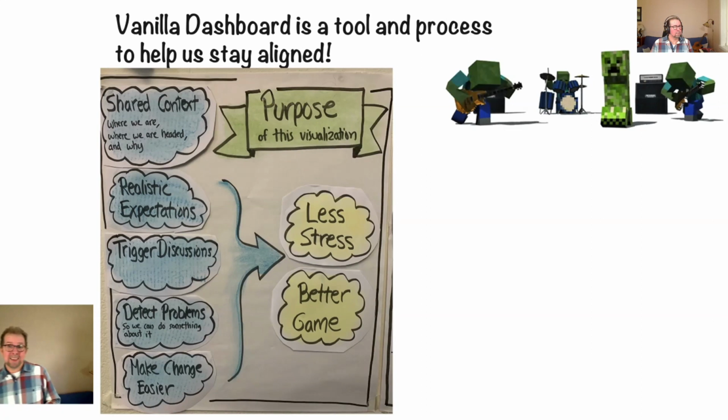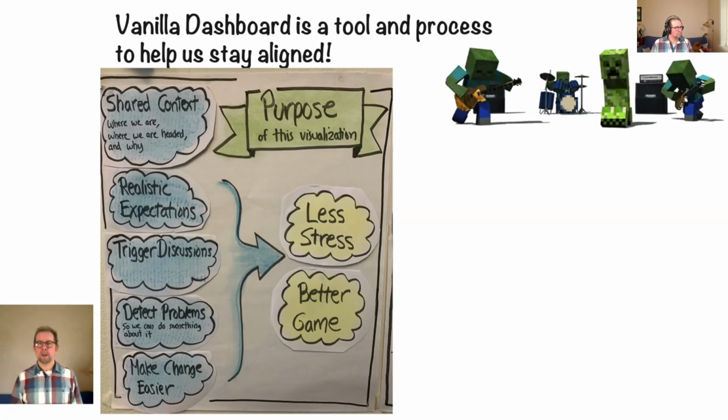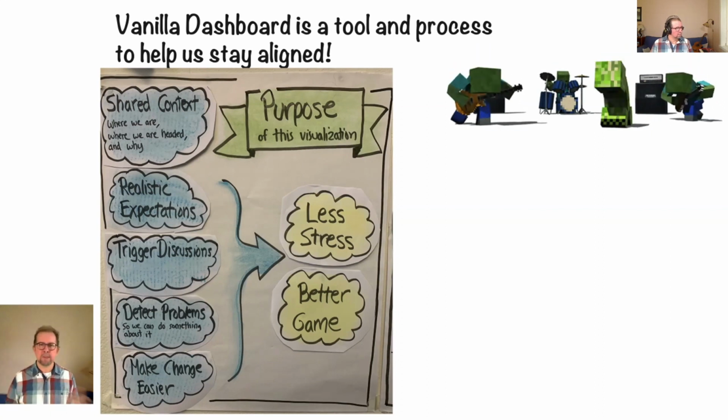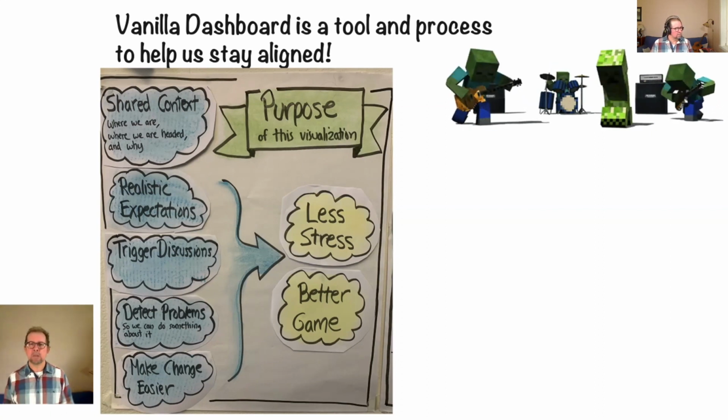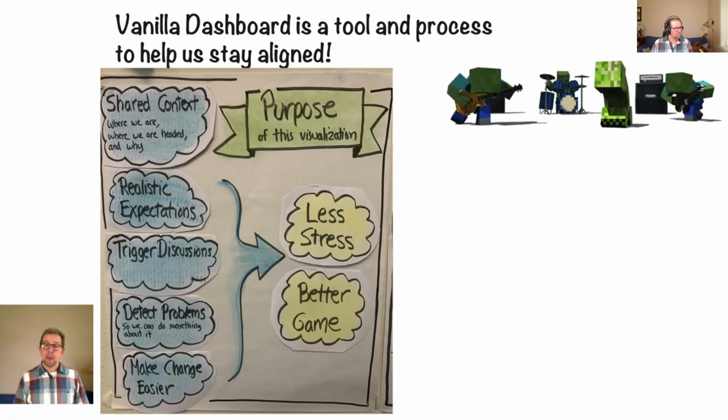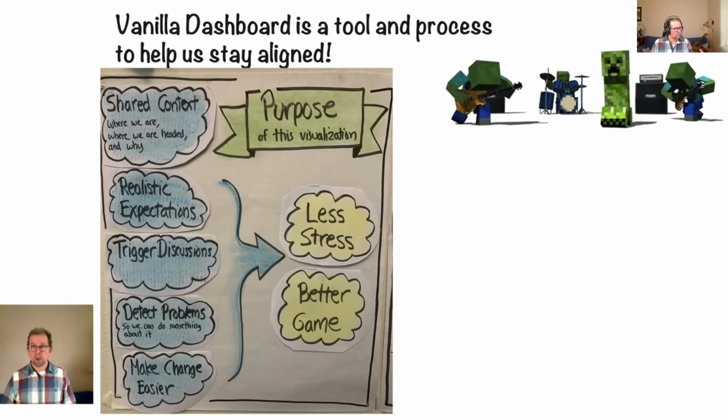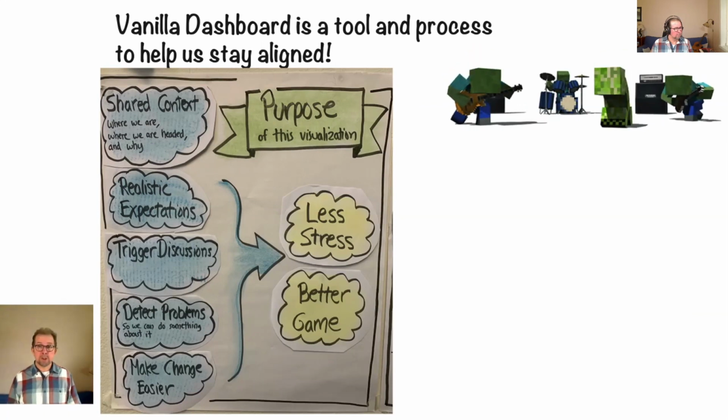The purpose of the vanilla dashboard, and it is both a tool and a process, is to help us stay aligned. And what it gives us is less stress, right? Because people get stressed when they don't know what's going on, and that causes sub-optimization. It also gives us a better game, because if we are aligned, we can move faster and make better decisions. And it does that by giving us realistic expectations. We can see what's going on, how fast we're moving. It'll trigger discussions, and it'll reveal problems. Visualizations like this don't solve problems, but by visualizing them really clearly, they help us detect problems early, and then we can often fix them before it's too late. And it makes change easier, because if the plan and the status is super visible, it's easier to walk up to it and move something and change it, because we learned something new.